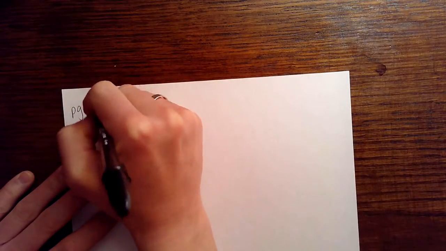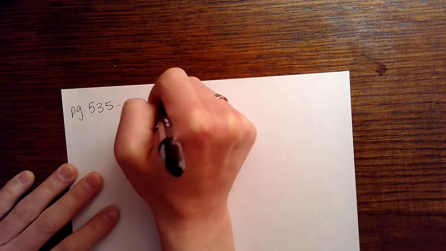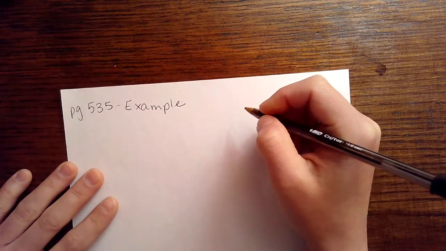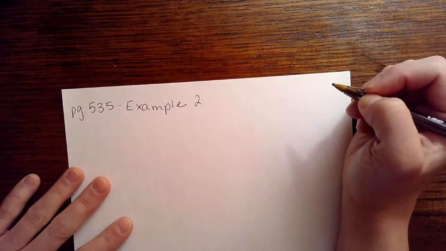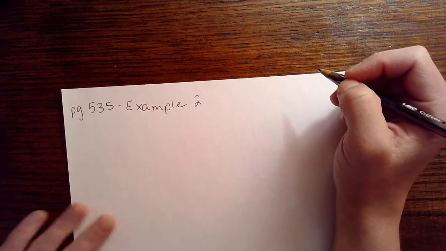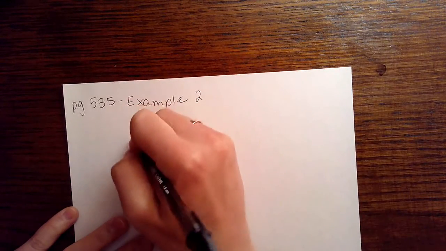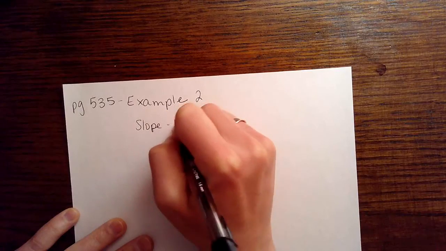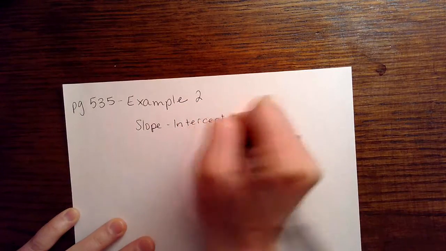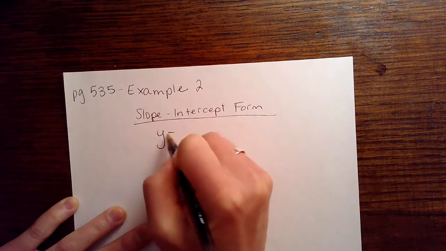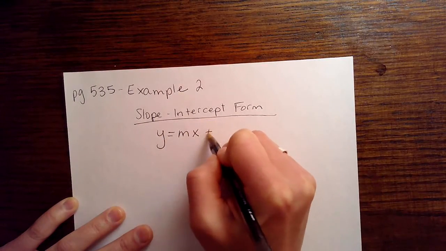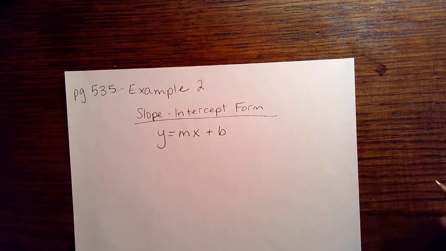Okay, moving ahead to example 2. Now we're on page 535, example 2, and this is going to be focusing on slope-intercept form when we're graphing continuous data. Specifically continuous, and we're going to use a formula, slope-intercept form. There are other forms that we can use, but we won't talk about those today. Slope-intercept form follows this rule: y equals mx plus b.